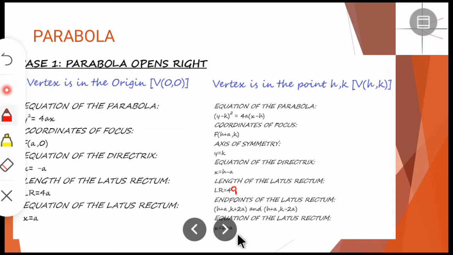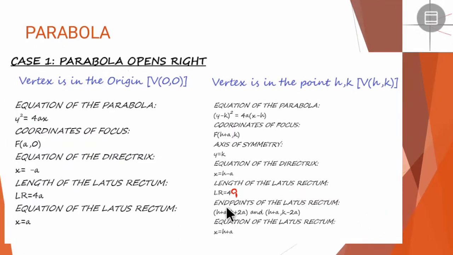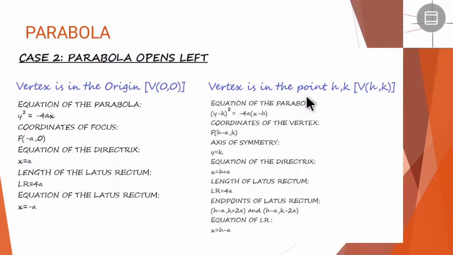Next, the endpoints of the latus rectum are (h plus a, k plus 2a) and (h plus a, k minus 2a). The equation of the latus rectum is x equals h plus a. So, this is your case 1, whether the vertex is at the origin or not. Let's proceed to case 2.